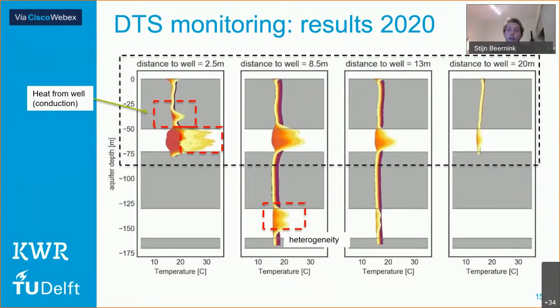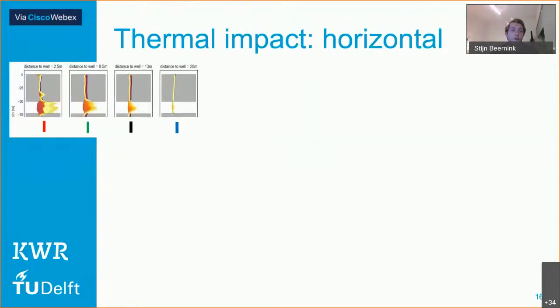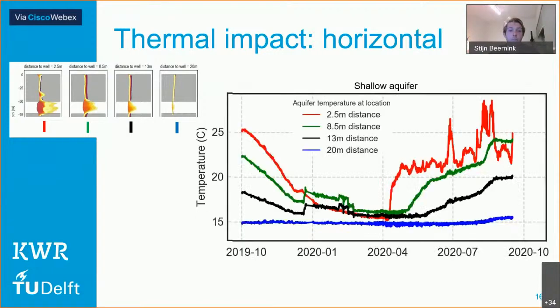All right. Now to look a bit more at a temporal figure, we are going to look only at the shallow aquifer. So we're going to look at the four locations we measure in the shallow aquifer. Each location has a certain color, as you can see here. And then the picture looks like this. So what we see here again is that the temperature is highest at the closest location, and at 20 meters distance from the one well, we see no heating of the subsurface.